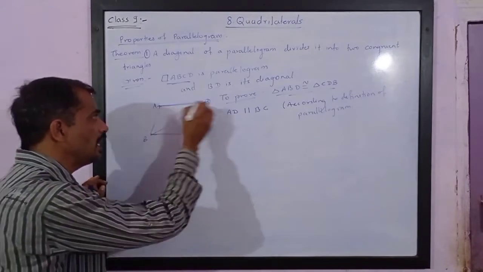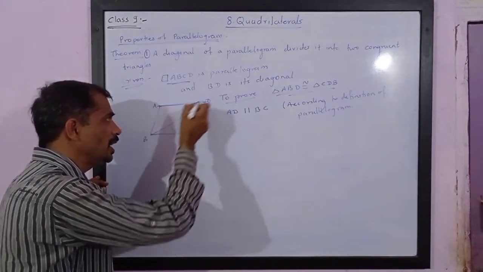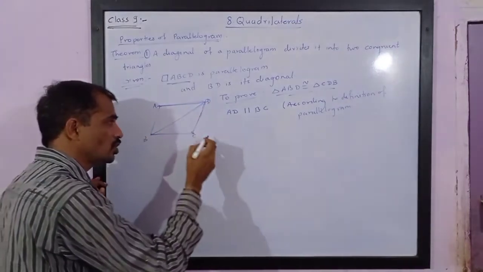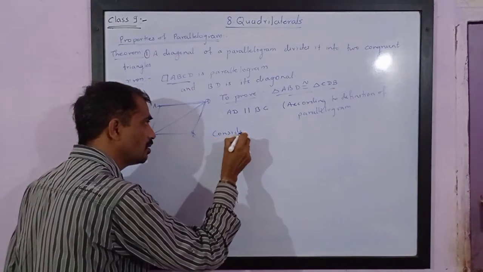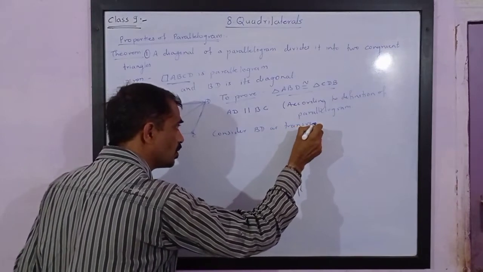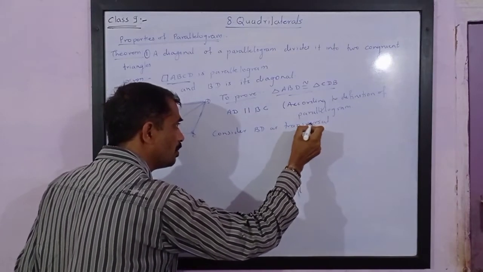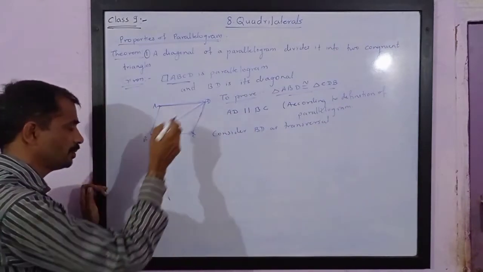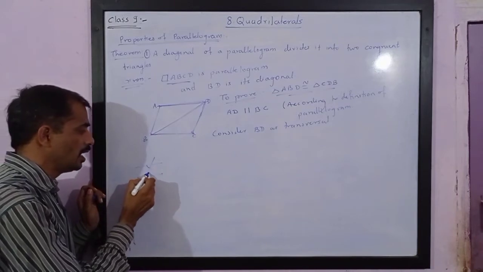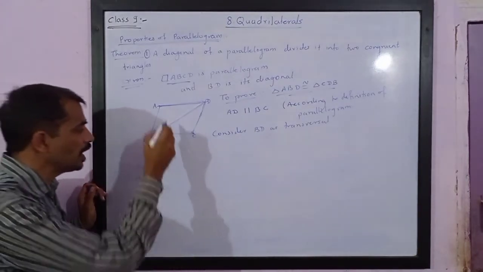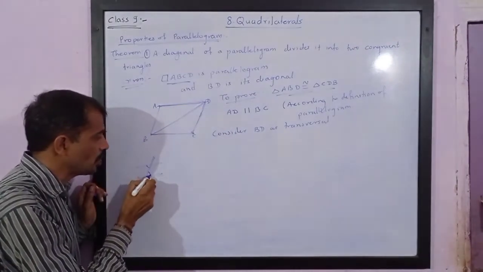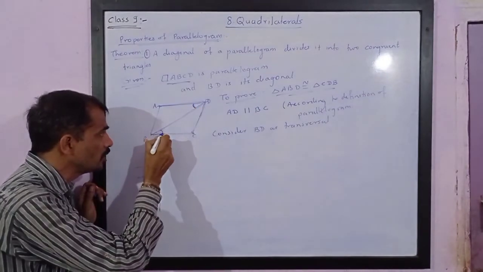Now see, if AD is parallel to BC, you can consider BD as a transversal. Consider BD as transversal. I hope everybody remembers the chapter on angles and lines. In that chapter we have studied that for two parallel lines, if there is a transversal, then alternate angles are congruent. So if AD is parallel to BC and BD is a transversal, we can say these two angles are congruent. It means this angle is congruent to this angle.